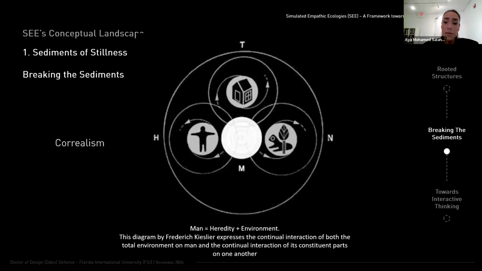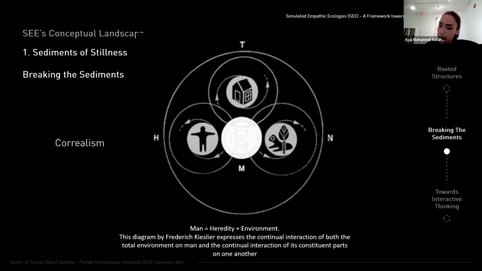Kiesler also basically coined the term Correalism, which offered a conceptual lens for this fluid and interconnected reality. And here in this diagram, man equals heredity and environment. Basically, he was trying to express the continual interaction of both the total environment on man and the continual interaction of its constituent parts on one another.